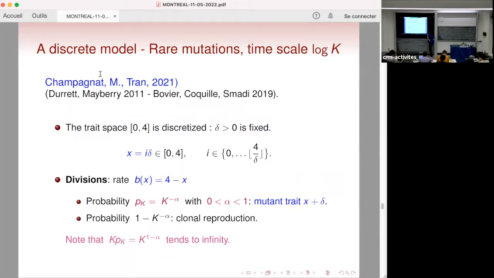So the idea here, to describe the subpopulation exactly, is that we discretize the space. We take a simple model where we have a finite number of traits, and we consider a mutation probability K to the minus alpha, with alpha strictly between 0 and 1. Now K to the 1 minus alpha, which is the population mutation rate, tends to infinity. That's exactly the situation of the simulation.